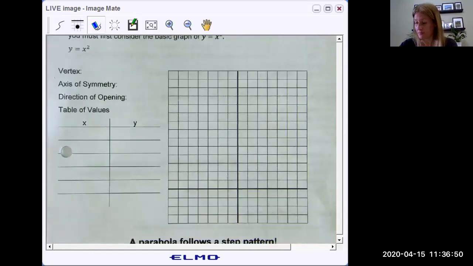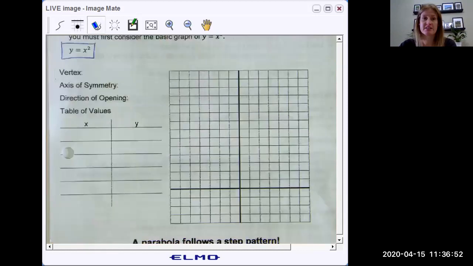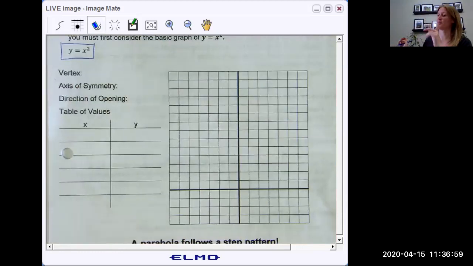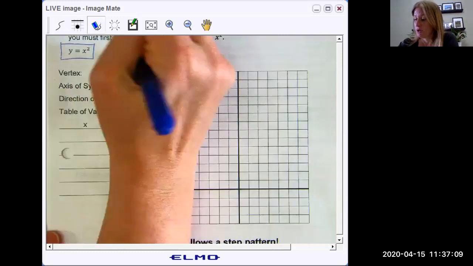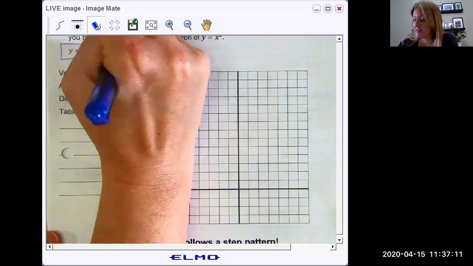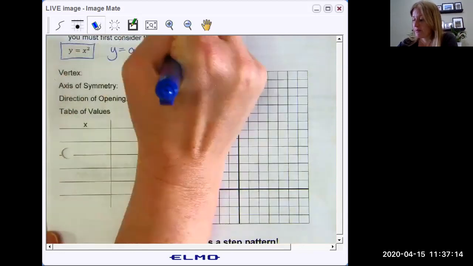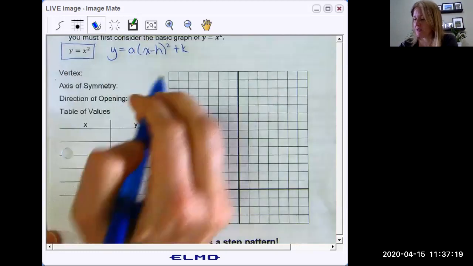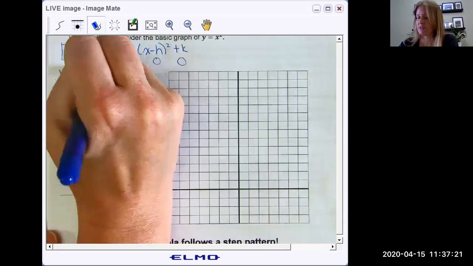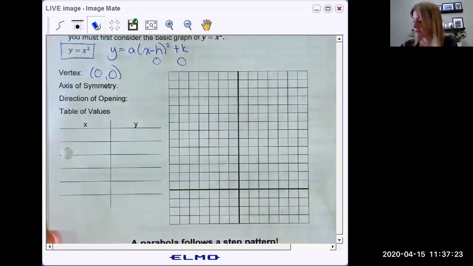So right now, reading from this equation, y equals x squared, what is the vertex? And you might be saying, it's not in vertex form, but it is. It is in standard form, it's in vertex form, it's also in factored form right now, because this is the most basic parabola. So if vertex form is a times x minus h squared plus k, but this is the actual equation, well, that must mean that h and k are 0. So the vertex is at 0, 0.